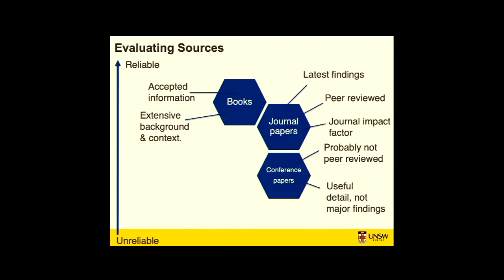The value of a conference paper, though, is that you'll often find people publishing useful details in conference papers, but the major findings will be in journal papers. So if I make a discovery that's going to win me a Nobel Prize, I probably will publish it in a journal paper first, and then I'll go to lots of conferences and be very famous explaining to people this wonderful discovery I've made. In the conference paper I might put details, but the paper that really matters is the one in the journal.